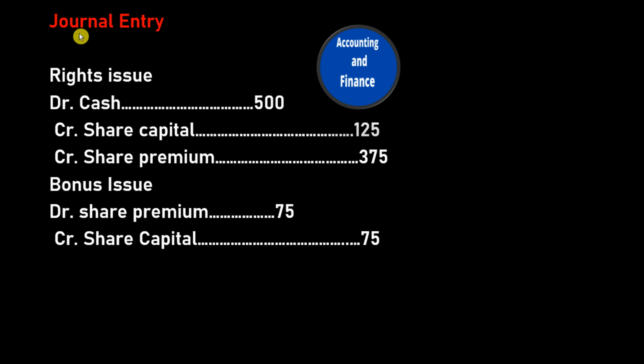Journal entry. Rights issue. Debit cash 500. Credit share capital 125. Credit share premium 375. Bonus issue. Debit share premium 75. Credit share capital 75.